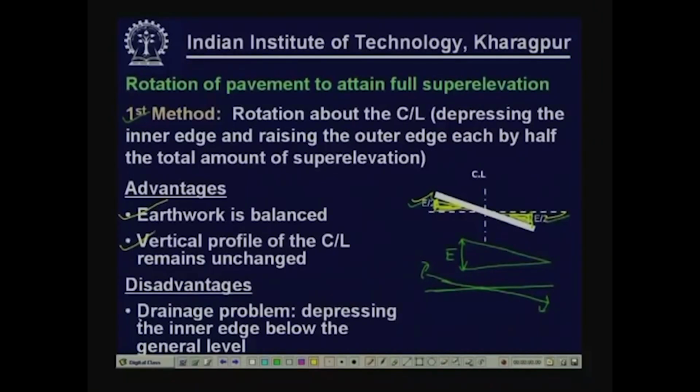Okay. So, there could be a drainage problem, particularly where the terrain or the topography is like that and where the rainfall is also significant. So, a major disadvantage is that a drainage problem could occur because of depressing the inner edge below the general level. So, the inner edge is depressed below the general level, and that may invite drainage problems.